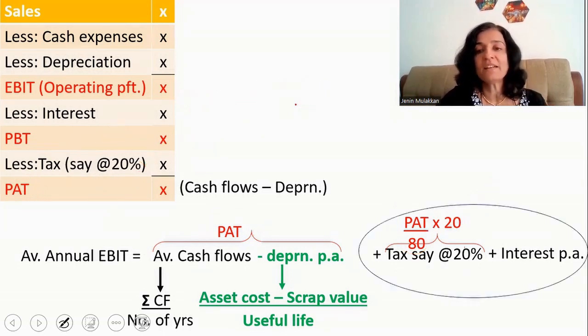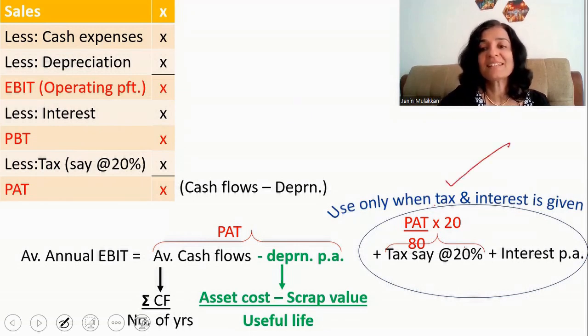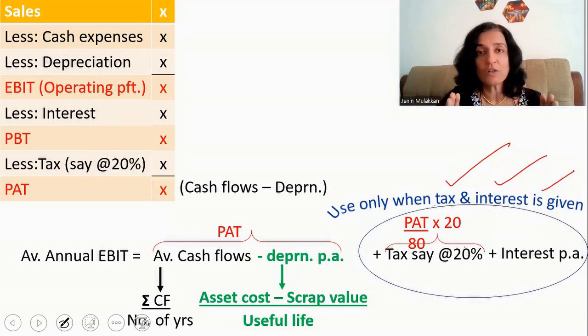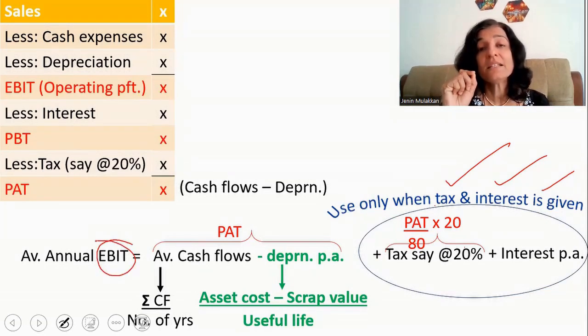So always note that this adjustment has to be done only when the tax and the interest are given in the question. Because for all calculations of return on capital employed, the figure that we have to take is the EBIT, or the earnings before interest and tax.